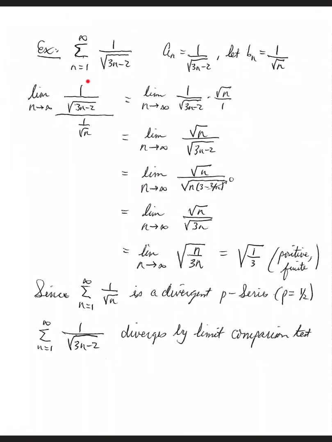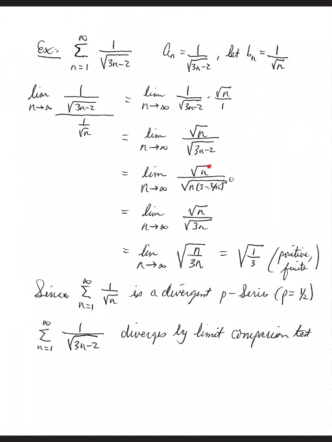Limit as n goes to infinity of the original a sub n over the one I've created, b sub n, is the same as the limit as n goes to infinity of 1 over square root of 3n minus 2 times the denominator flipped. That's going to give us square root of n over square root of 3n minus 2. In the denominator, I'm going to factor out an n. If I factor out an n, I've still got 3n minus 2 times 2 over n. Now the reason I did that is because I knew this fraction will go to 0.